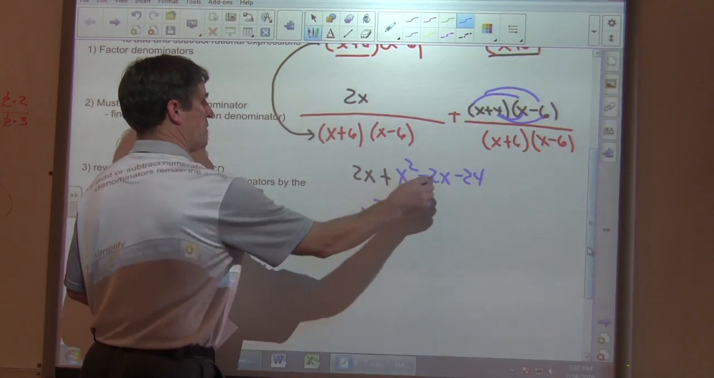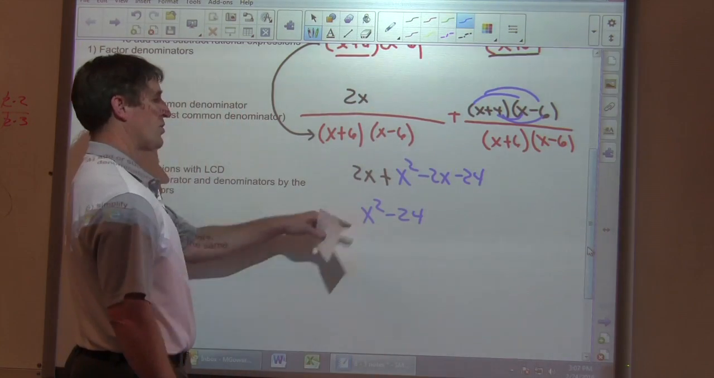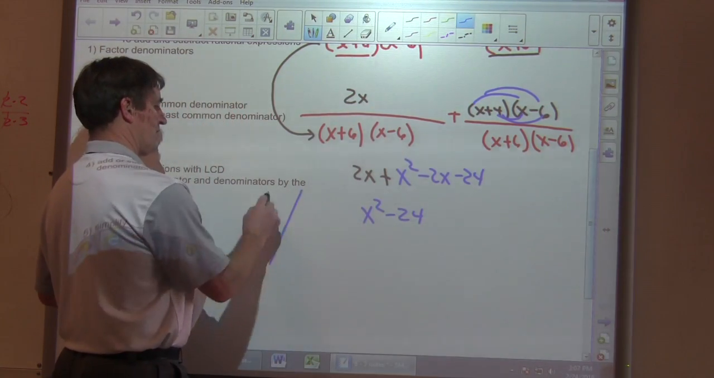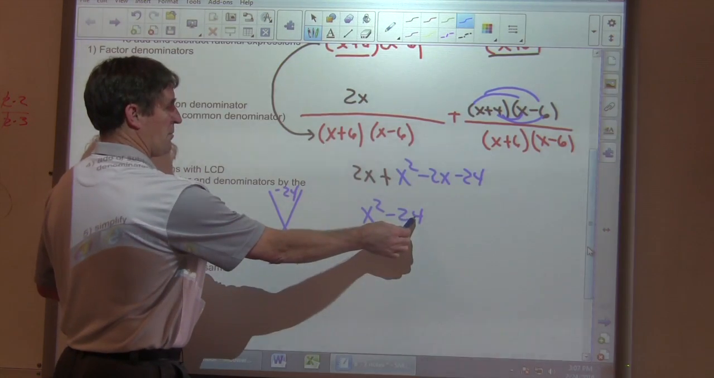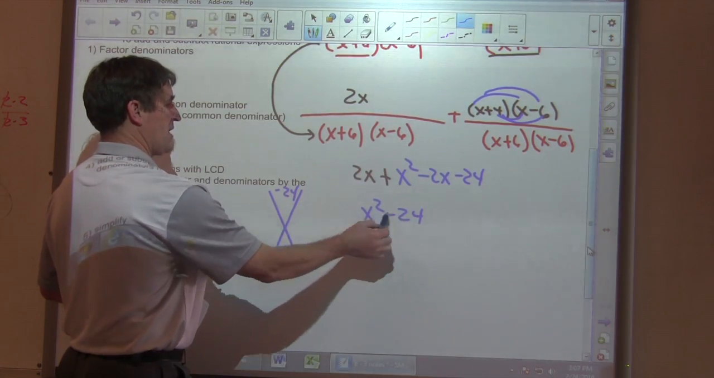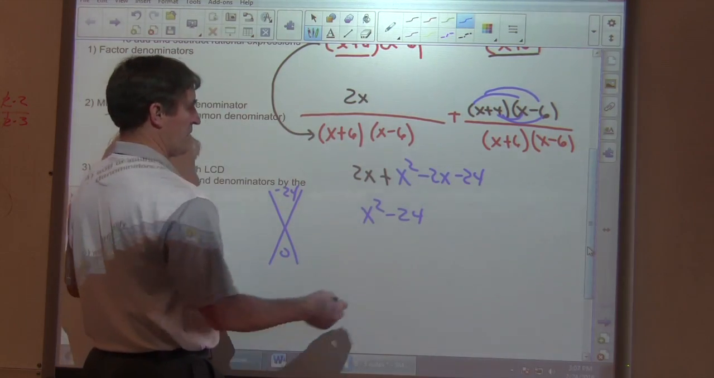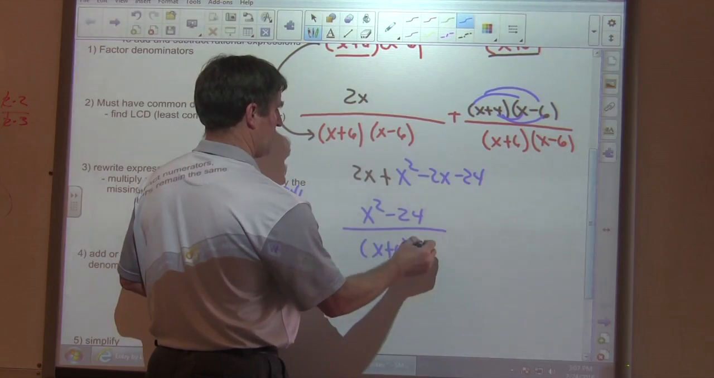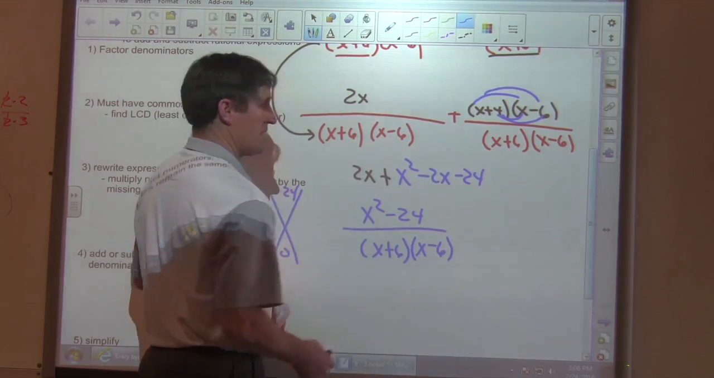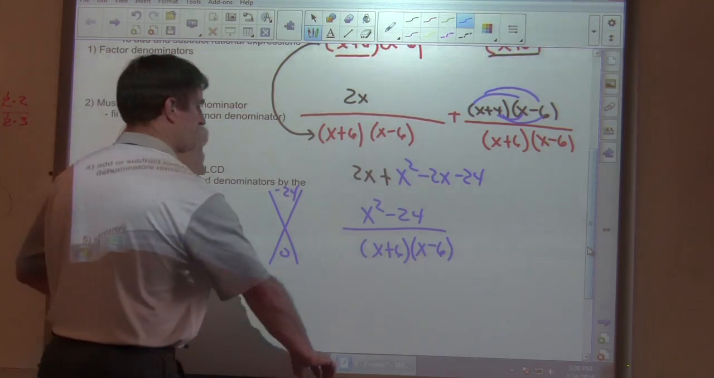And simplify that further, so we get x squared. The 2x and minus 2x cancel. Minus 24. You could try and factor this, but there are no factors of negative 24 that add up to 0, because remember, it's a times c. A is 1, c is negative 24. There is no x value, so our b is 0. And then put the denominator in, and we're done. So there's nothing to cancel.